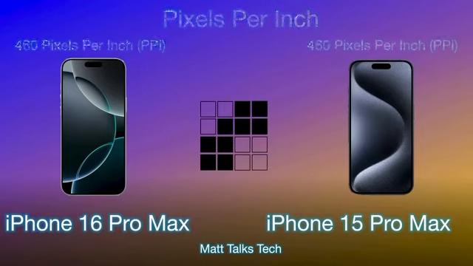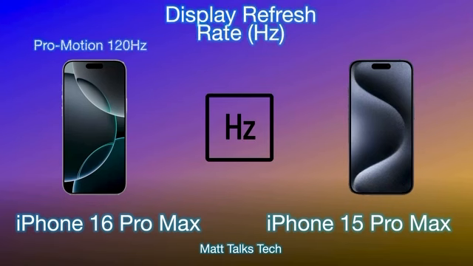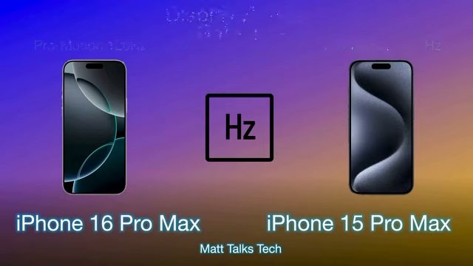No differences. And like I said before, for the display refresh rate, both of these phones house ProMotion. So this is the 120 Hz ProMotion display. The refresh rate goes right down to 1 Hz and goes all the way back up to 120 Hz. So that's really good to see that both of these phones have got this again.